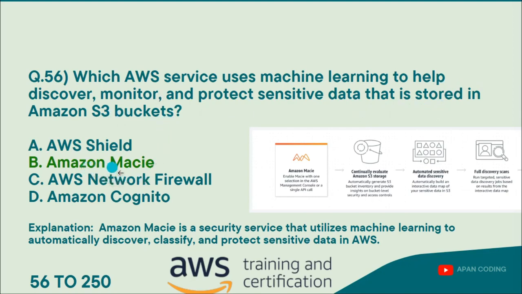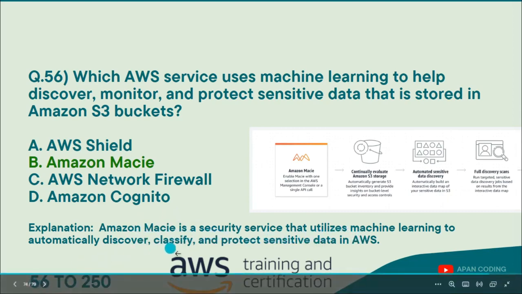The answer will be Amazon Macie. You can enable Macie with one selection in the AWS Management Console or a single API call. Explanation is here why it will be Amazon Macie. Amazon Macie is a security service that utilizes machine learning to automatically discover, classify and protect sensitive data in AWS. Okay friends, now move on to the next one.